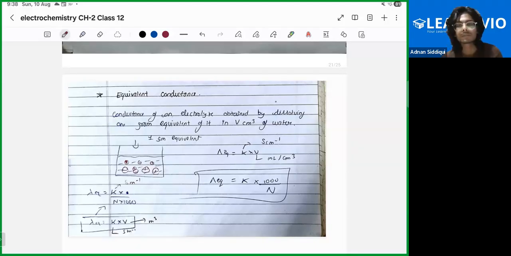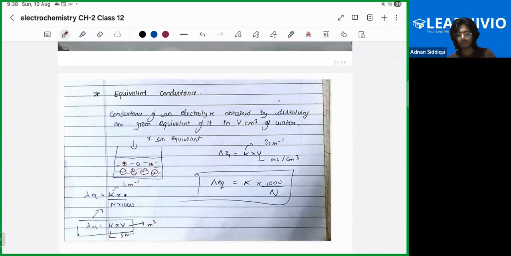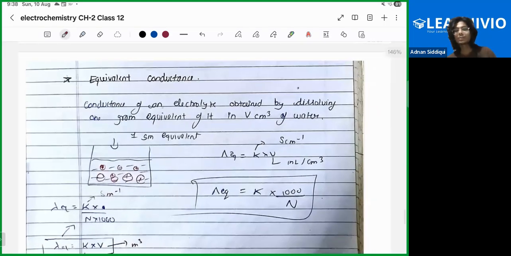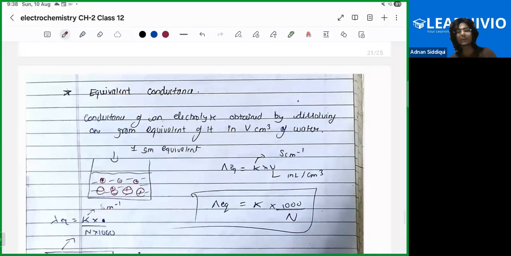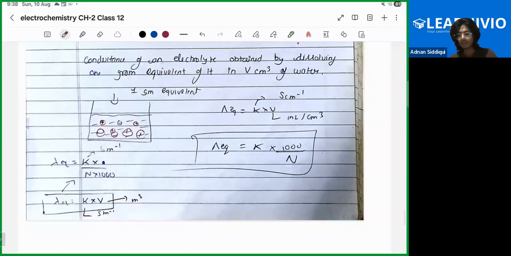Sir, it is the conductance of all ions produced by 1 mole of an electrolyte when dissolved in a certain volume. Similarly, let us talk about equivalent conductance. It is the conductance of an electrolyte obtained by dissolving 1 gram equivalent of it in a certain volume. If you are taking 1 gram equivalent rather than moles, you will call it equivalent conductance. The formula is the same, you just have to replace molarity with normality.